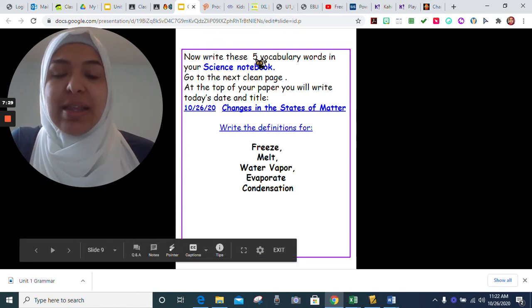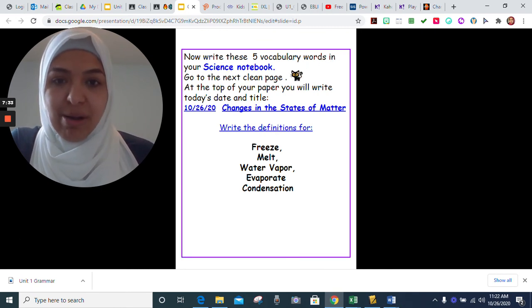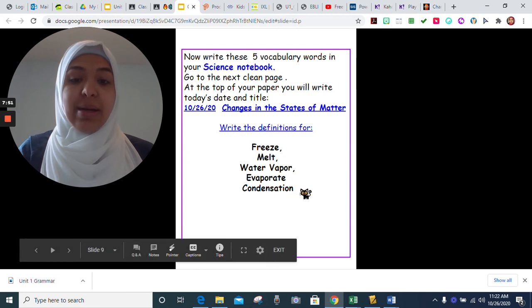Now, you have 5 vocabulary words. You are going to write these vocabulary words in your science notebook. We've been using them all along from the beginning of this lesson. Go to the next clean page. At the top of your paper, you will write today's date and title. The date is 10/26, changes in the state of matter. Write the definitions for freeze, melt, water vapor, evaporate, and condensation.